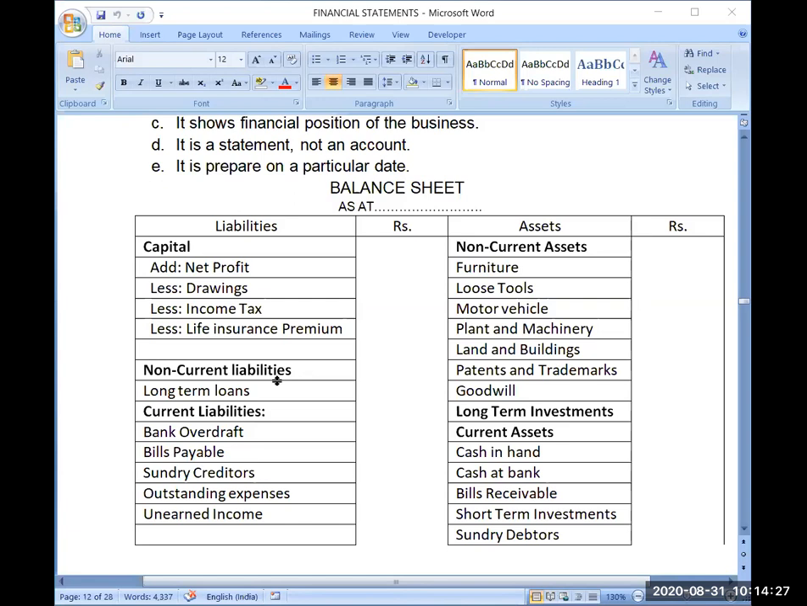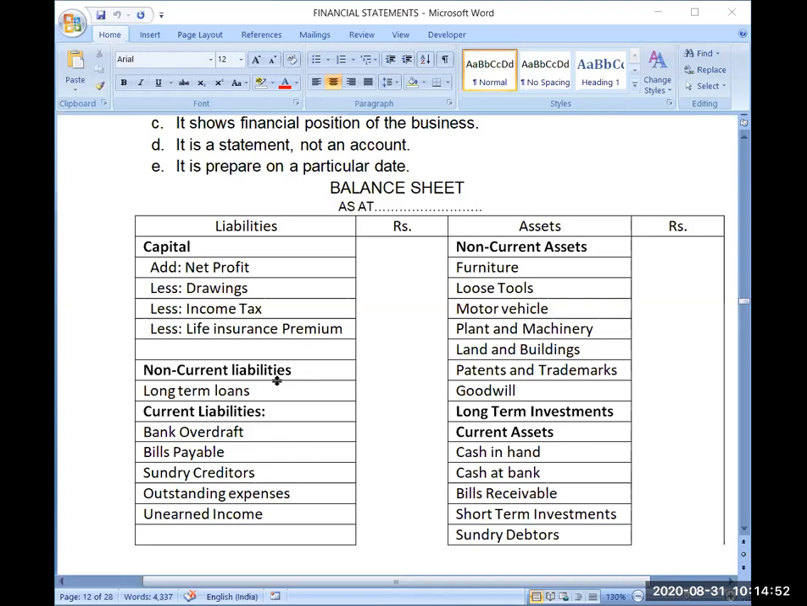Okay, now coming to the non-current assets. Asset side we are discussing now. The first heading is non-current assets. On the terms of non-current liabilities, you can define non-current assets also easily. Non-current assets are what? These are your fixed assets. Fixed assets means the assets which you will be using in your business for a long time.